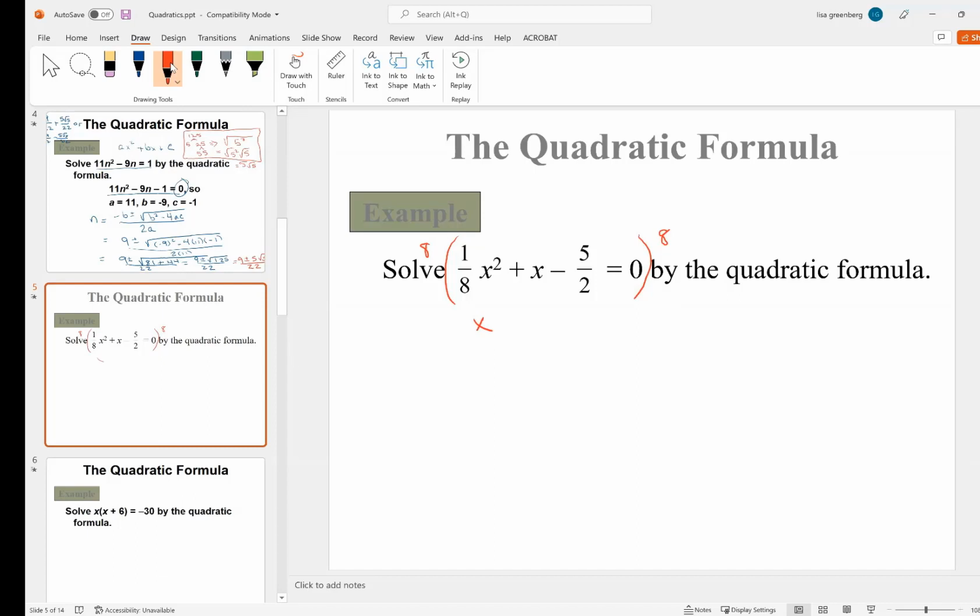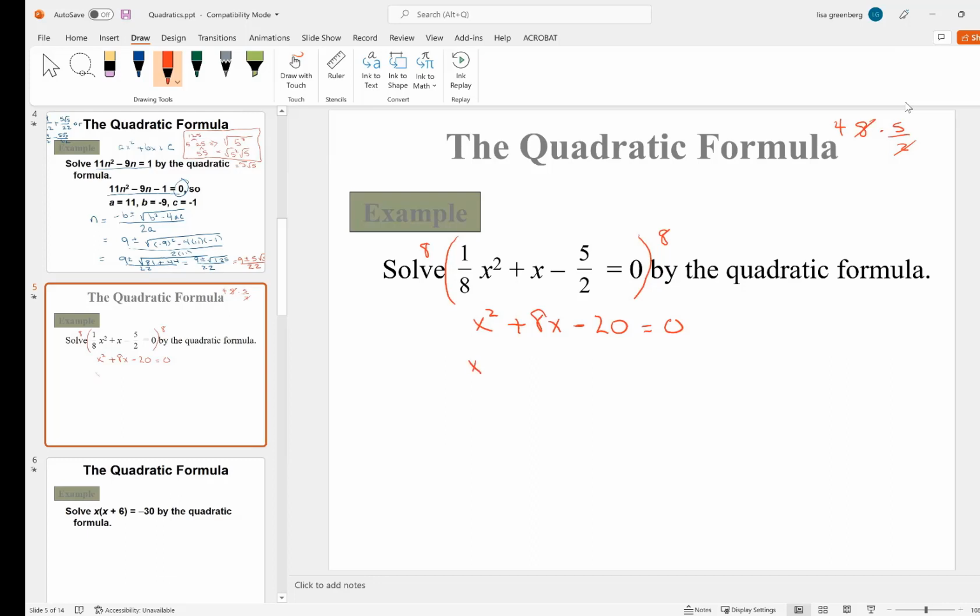If I were to distribute now, 8 times 1/8 is going to be just 1. So I end up with x squared plus 8 times x is 8x minus, and then 8 times 5 halves. I can cancel the 8 and the 2 and get 4. So I get 20 equals 0, because 0 times 8 is still 0. And now this is a lot easier to use the quadratic formula on than fractions, isn't it?